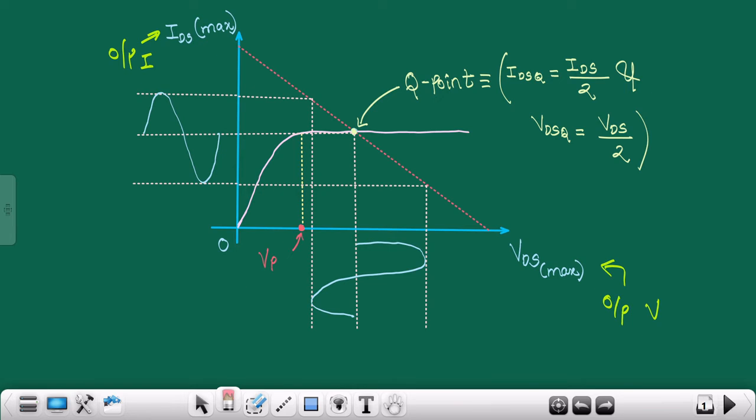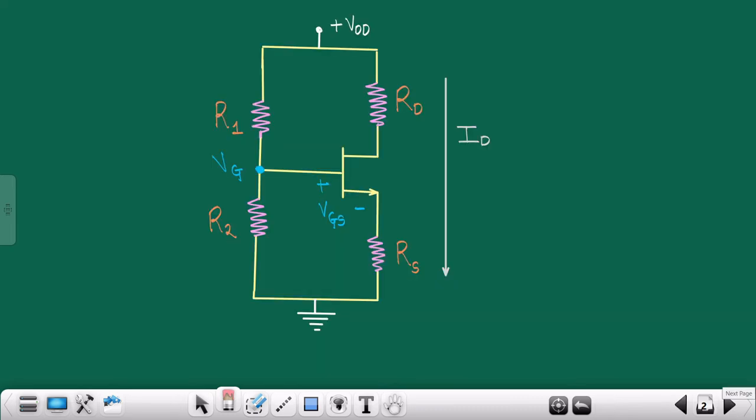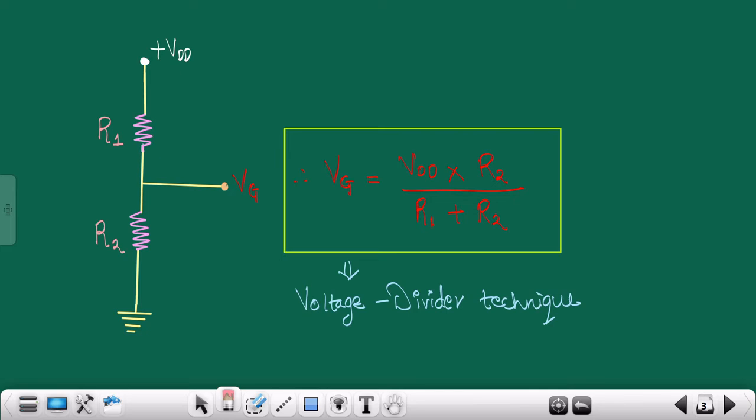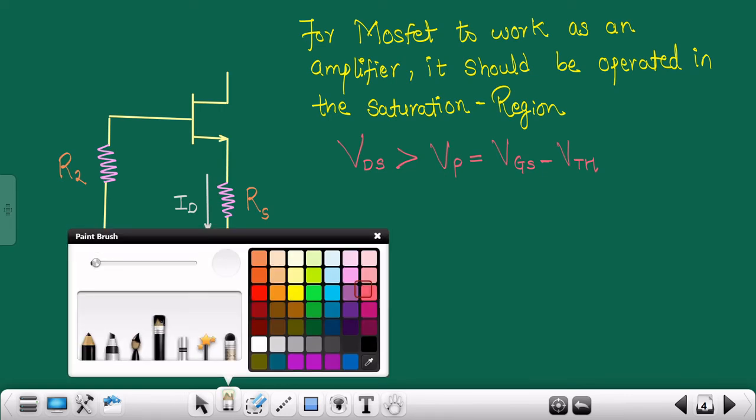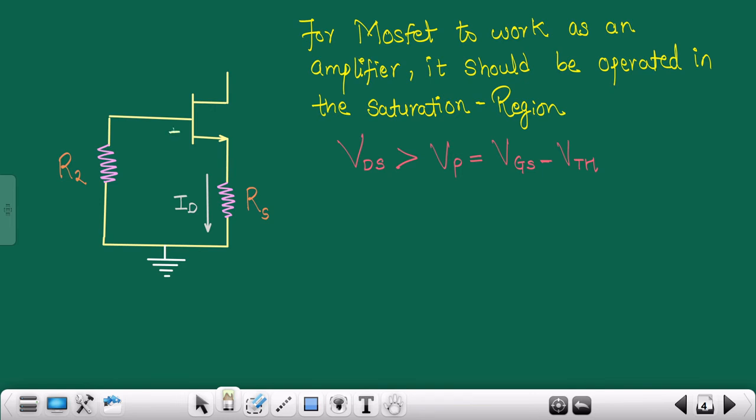If you want to operate this particular MOSFET as an amplifier, you should always operate it in this particular region. But to check whether this MOSFET is operating in this region or not, we will require VGS and VTH. VTH is given by the manufacturer, right? So we need to calculate VGS, and that's why we are calculating it over here.